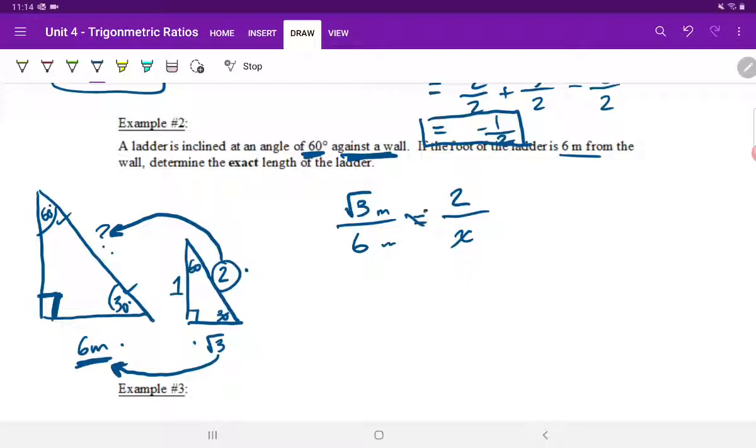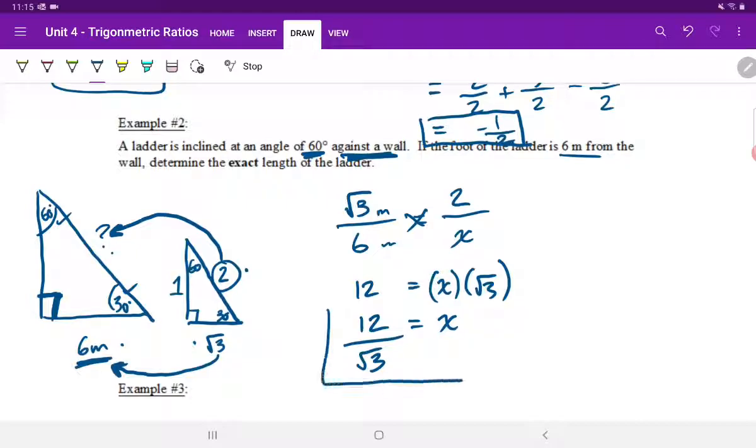So cross multiply, you get 12 equals x times the square root of 3. And then x equals 12 divided by the square root of 3. Now, we're not focusing on it, it's not proper for us to have the radical in the denominator. Let's leave it there for now, but our answer is 12 divided by the square root of 3 meters.